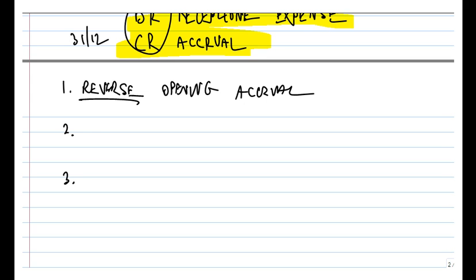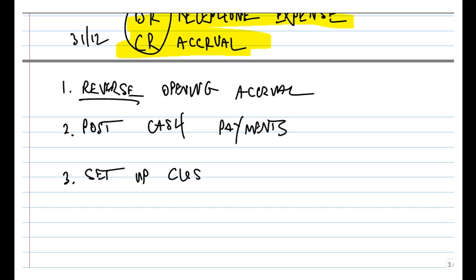So we're going to start by reversing the opening accrual. We then go through the year and post the cash payments made in the year, so based on the source documents that are floating around. And then at the end of the year, we need to set up any closing accrual positions or prepayments if you were dealing with prepayments. So 3-step process. We reverse the opening accrual, we post cash payments for the period, and then we're going to set up any necessary closing accruals.